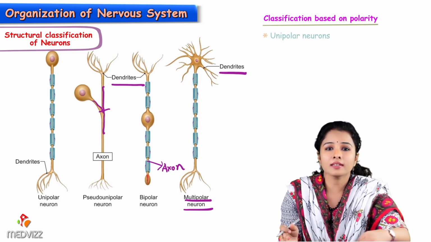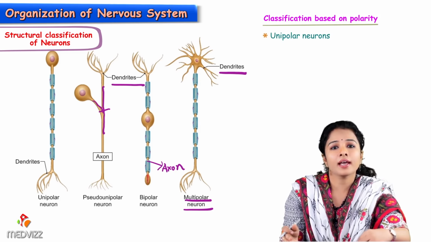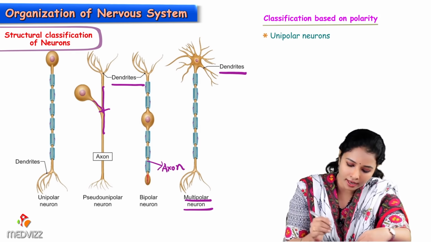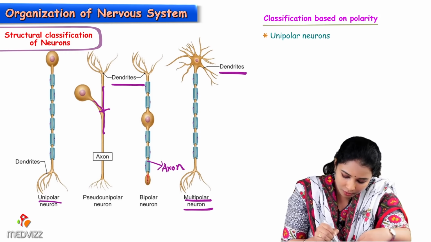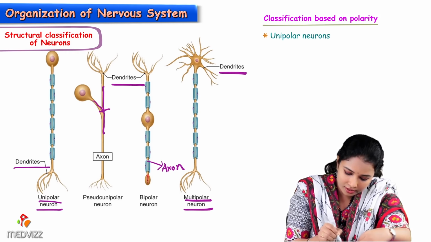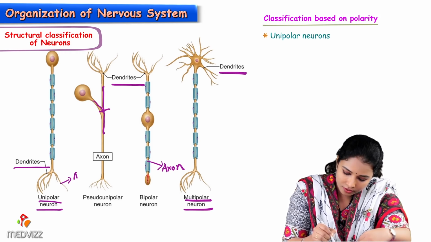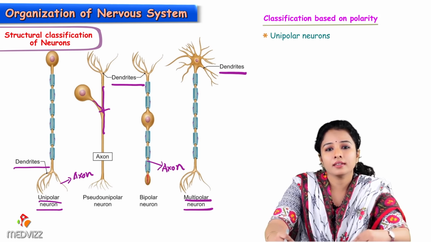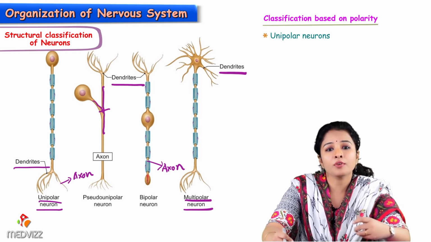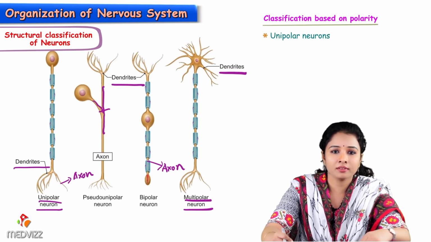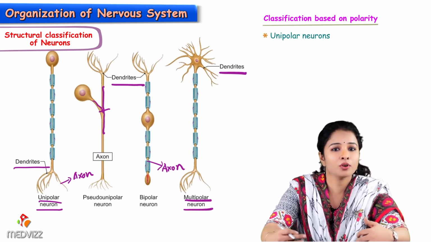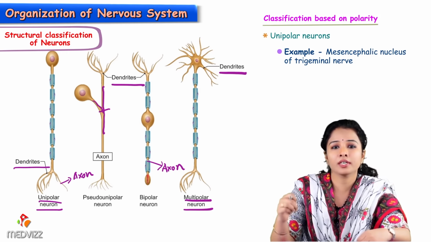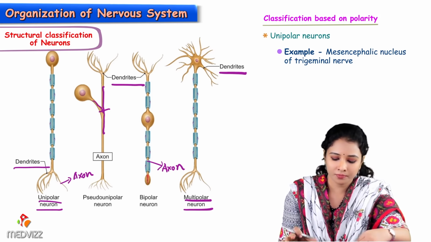The last variety is the unipolar neurons, which have a single process that terminally divides into dendrites and axons. So here is the unipolar neuron, which terminally divides into dendrite and axons. These are unipolar from the beginning of development. So that is the difference between unipolar and pseudo-unipolar. An example is the mesencephalic nucleus of the trigeminal nerve.